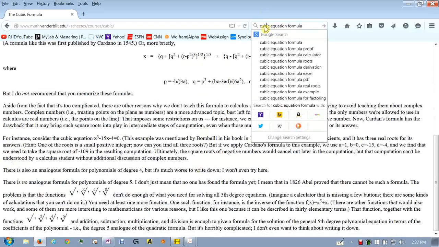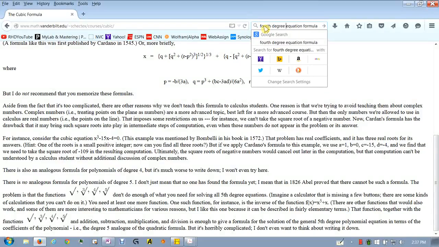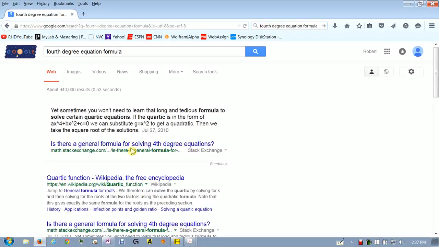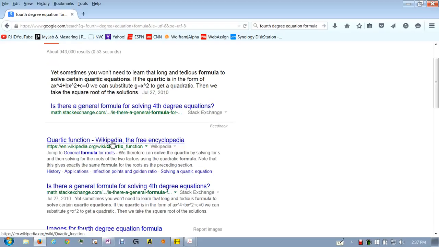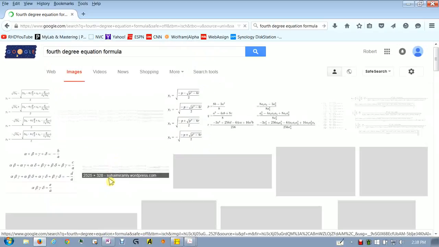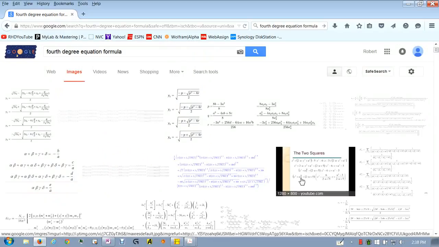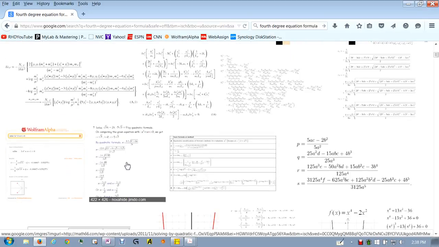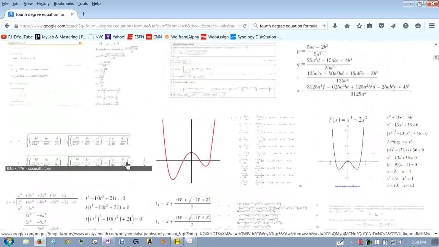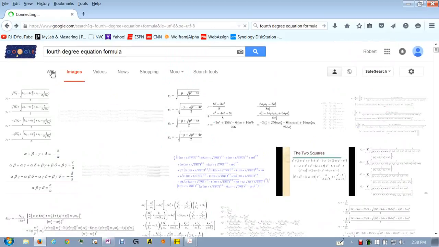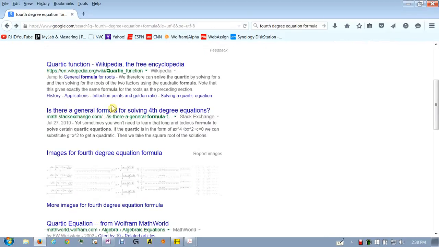Are they explaining it? Yeah, you know, it's very difficult to generate that formula. 4th degree equation formula. Let's see if we get quartic function. Is there a general formula? Oh, here we go. Well, will you just trust me that it's a monster? I don't see it here. You trust me that's a monster? But what's interesting is this.